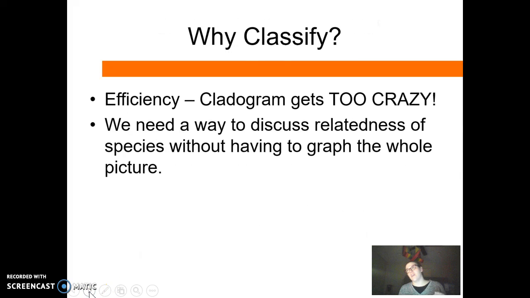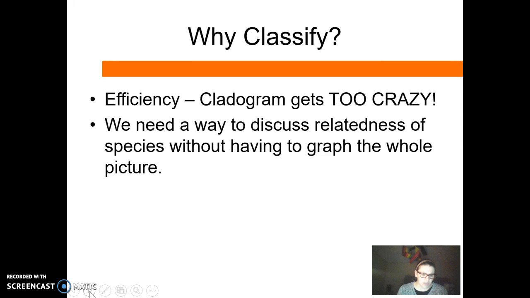Okay, so next we need to have a conversation about why we need this classification system in the first place. You guys have talked about this system before. It's the kingdom, phylum, class, order, family, genus, species thing. But you maybe didn't get into all of why we need this system in the first place. And really the reason why we need a system is that cladograms are cool, but they get too crazy and inefficient if we try to study a large group of animals with them. So we need a way to discuss the relatedness of species without having to do a gigantic and terrifying cladogram.